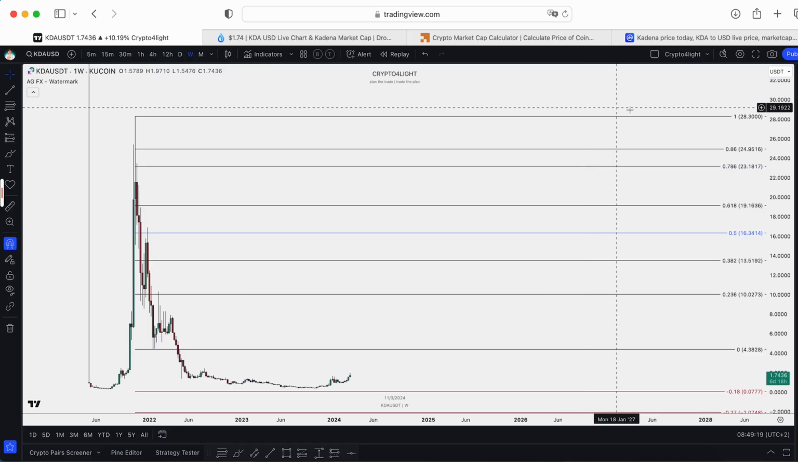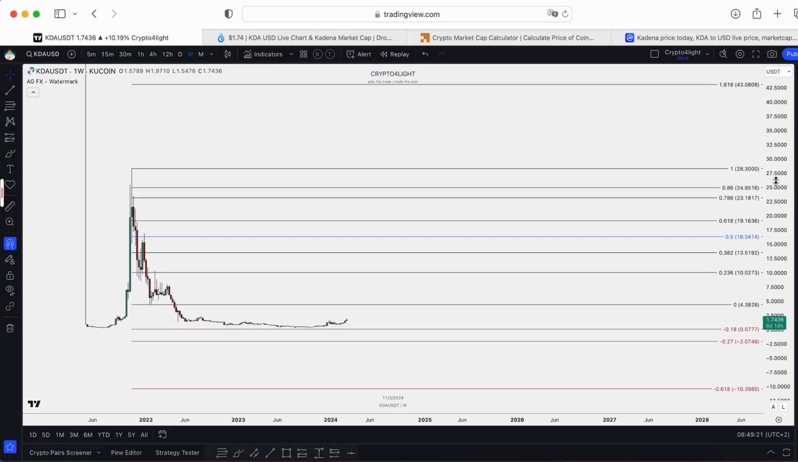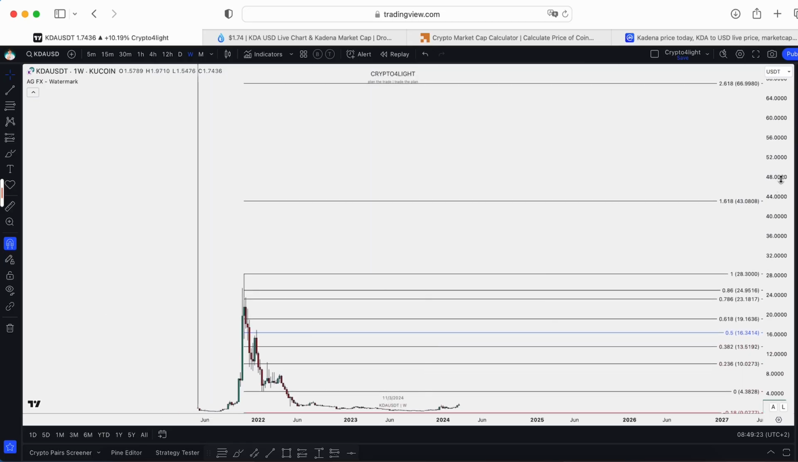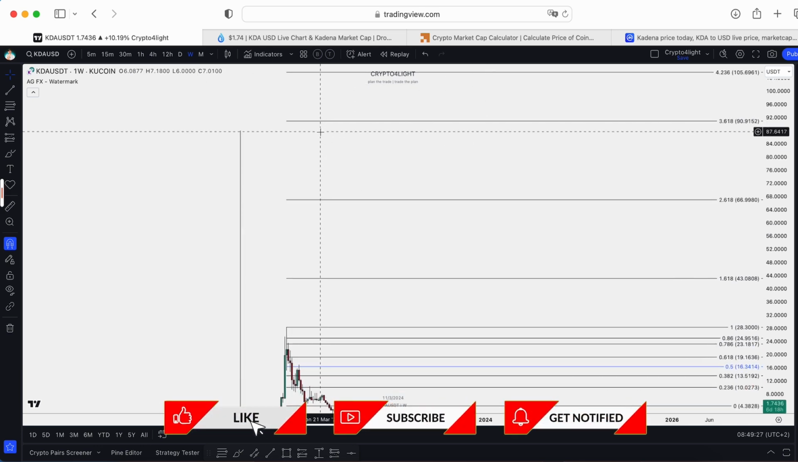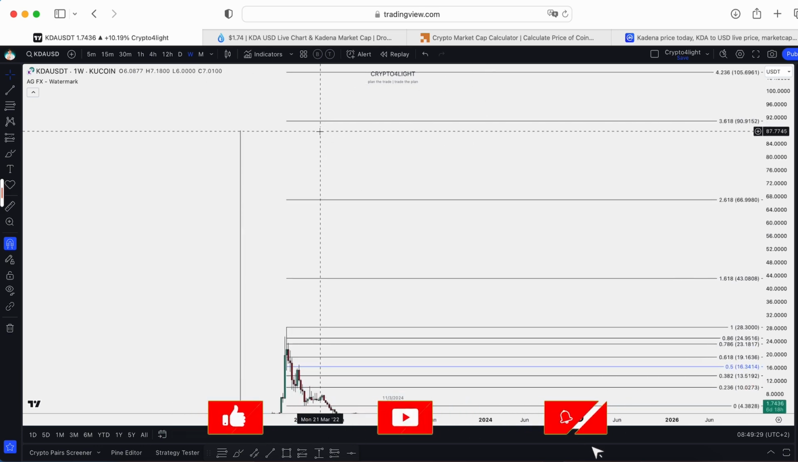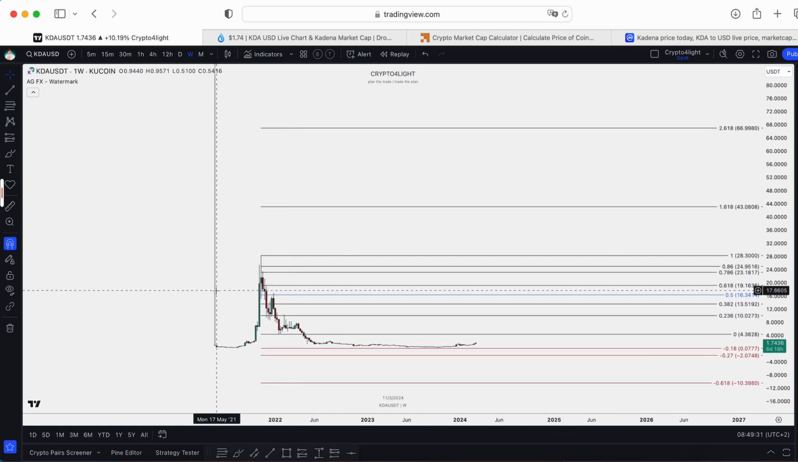Alright guys, this is the oldest chart that I found on KuCoin, and this is a crazy seller pressure. The highest point on KuCoin was around $87 and we crashed down. So this is how it looks in a downtrend.